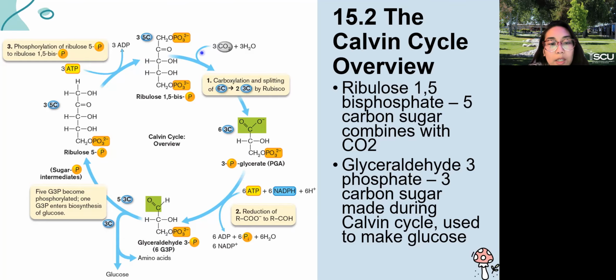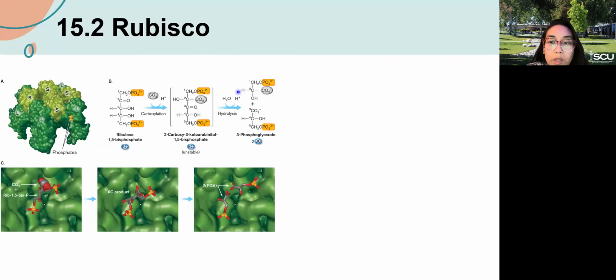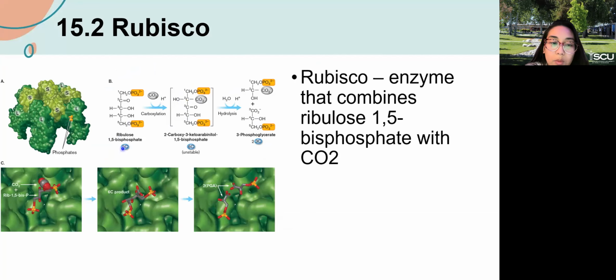Now, the enzyme that combines the ribulose 1,5-bisphosphate with the CO2 is one of the most important enzymes on Earth. It's called Rubisco. And yeah, this is how it does it. You don't really need to know all of this, but it's the enzyme that combines the 1,5-bisphosphate with the CO2. And so it's showing how it does it. So it sticks it onto here, but then the CO2 is unstable. So then we hydrolyze it and it splits it into the PGA.